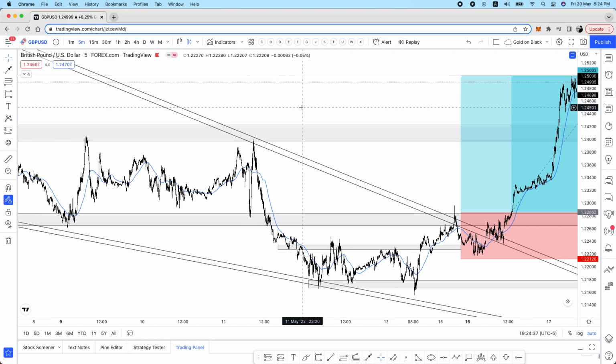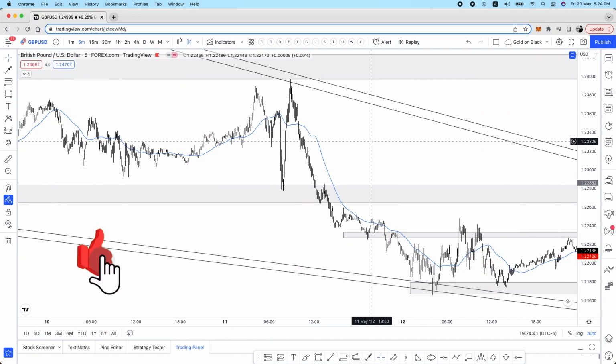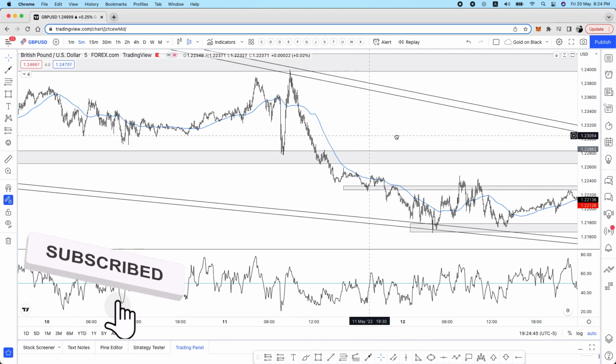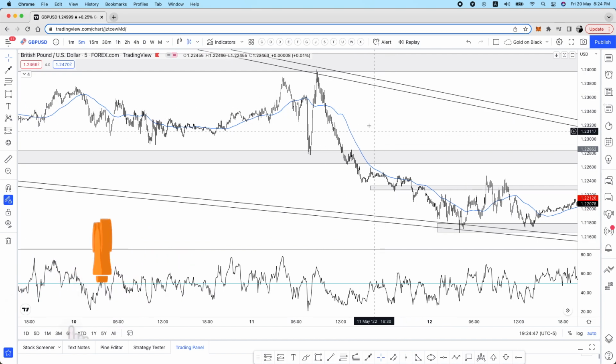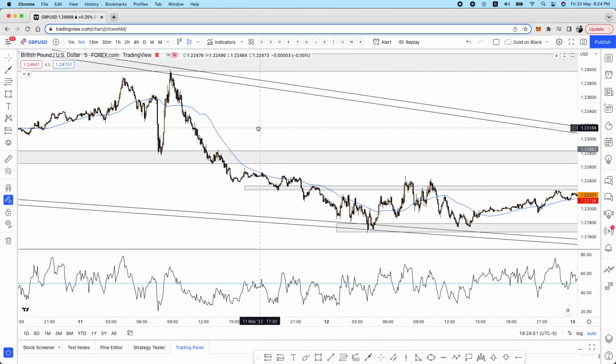So go on a 5 minute chart. We are going to be using the RSI to spot the divergence, because as far as I know, that's the only way we can spot divergences. I don't know if there is another indicator.